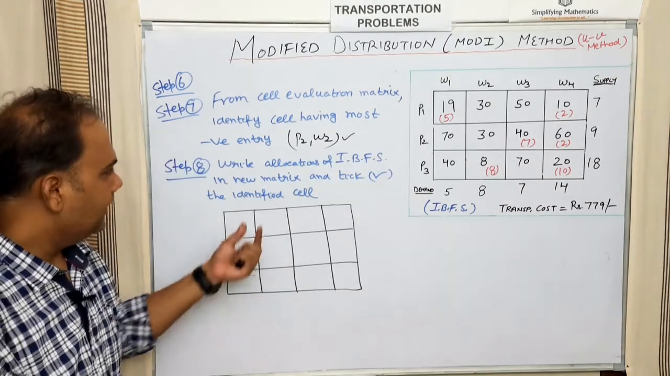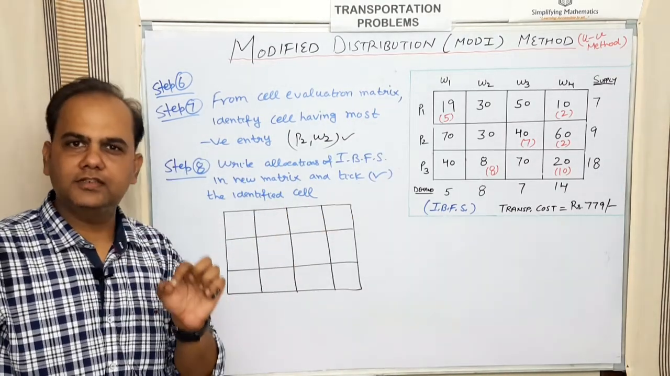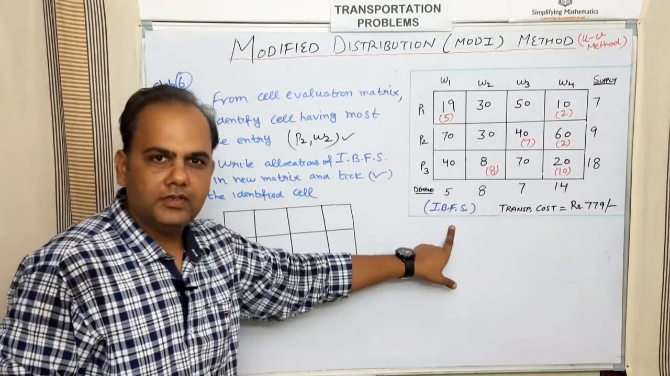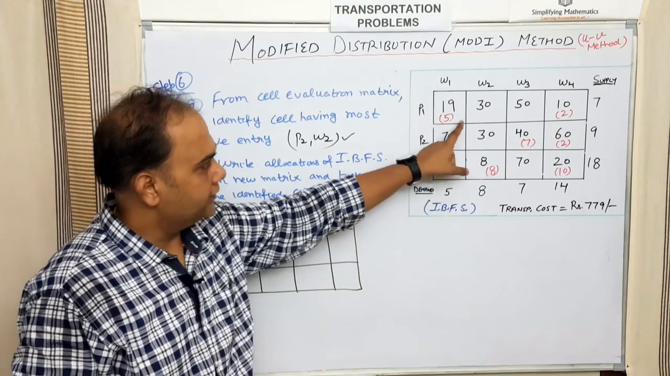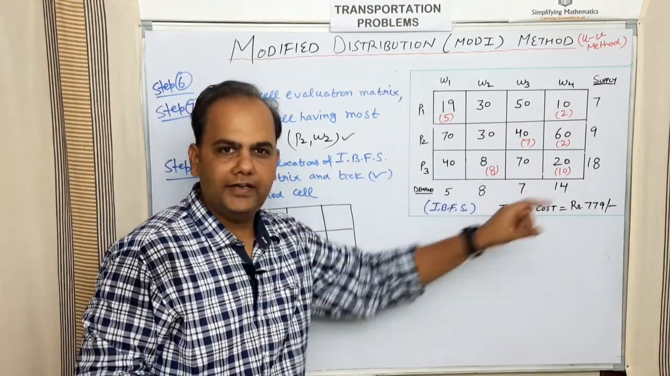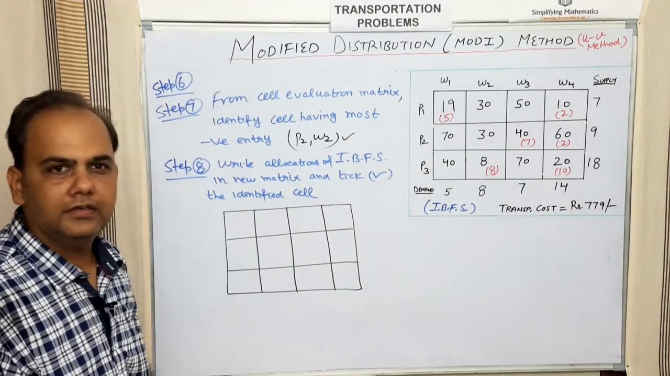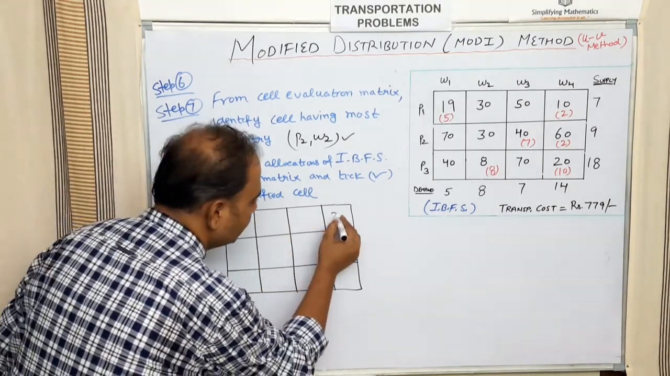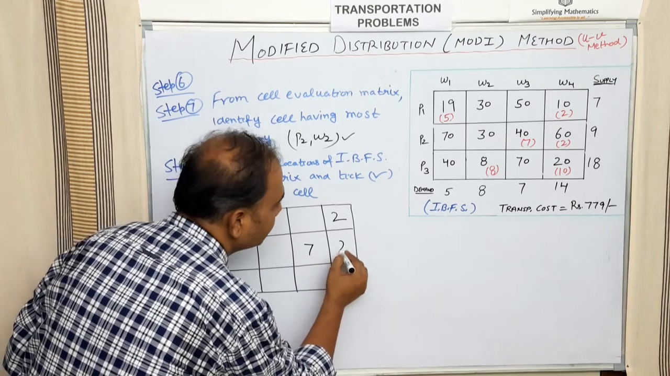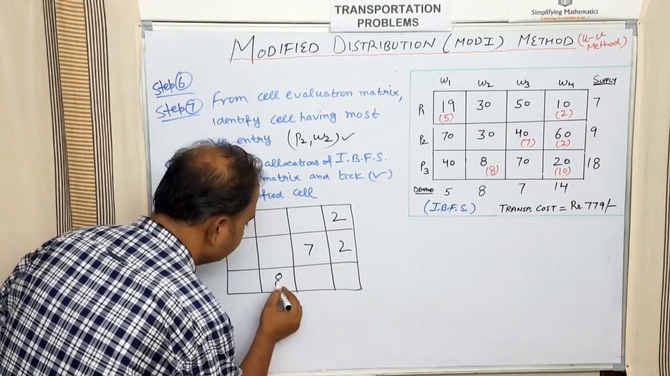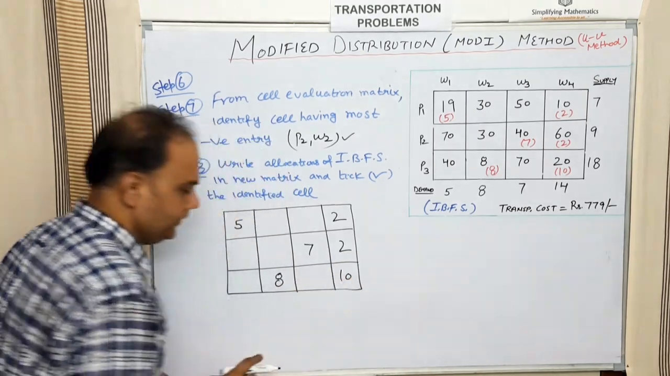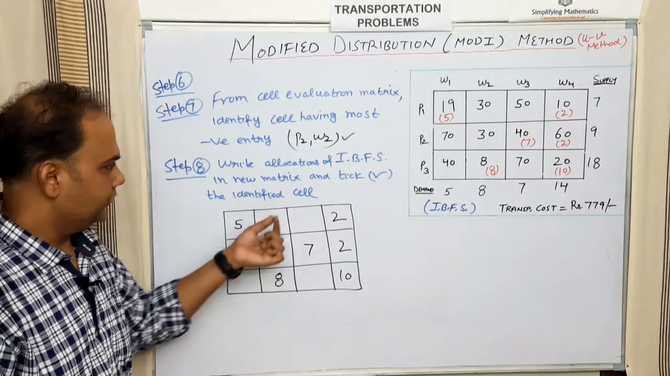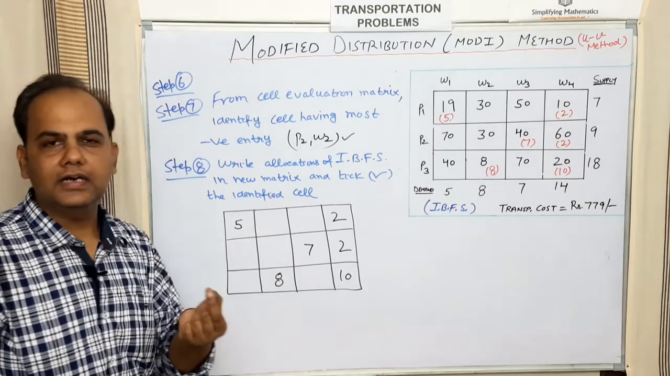Now the next step is to write the allocation of the initial basic feasible solution in the new matrix. This is the initial basic feasible solution, and what are the allocations? 5, 2, 7, 2, 8 and 10. So write these values in the new matrix. So this is 5, then 2, 7, 2, this is 8 and this is 10. So after writing the allocations of the initial basic feasible solution, you take the identified cell.